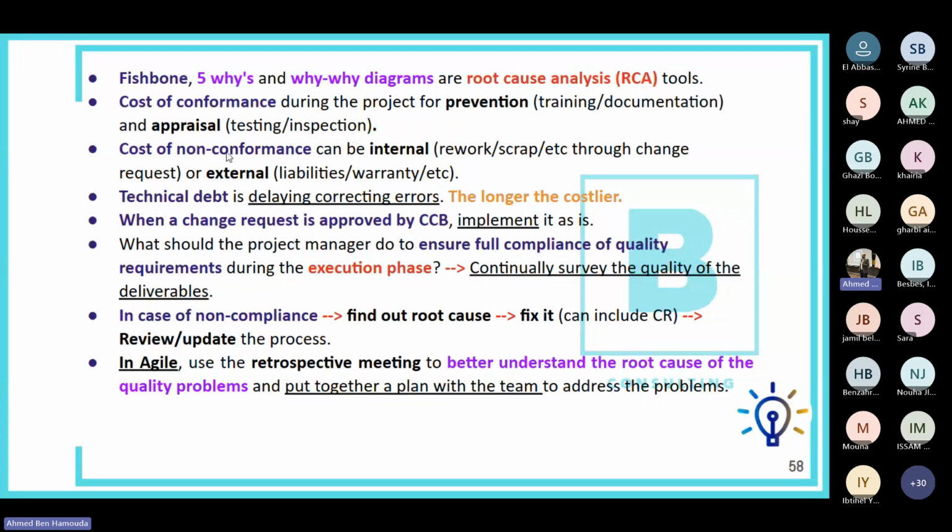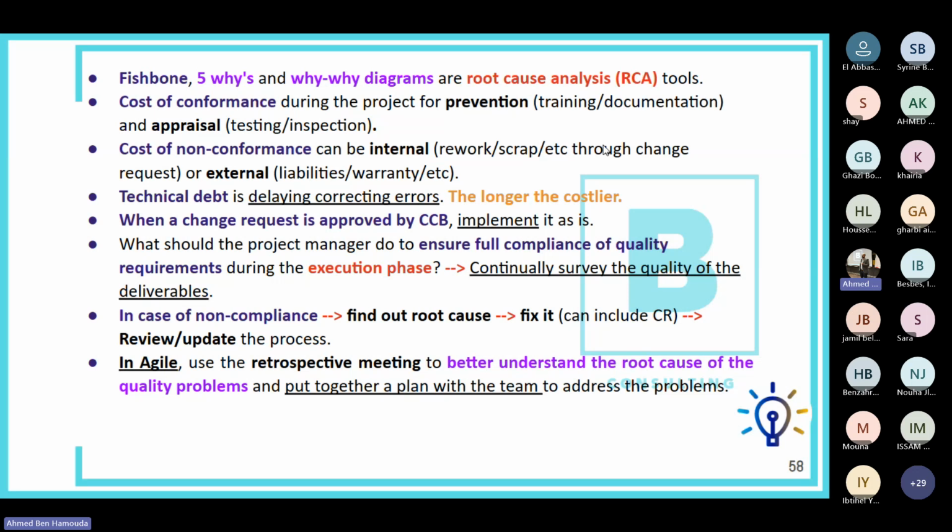Okay. However, if we were not conformant to the requested quality, that also will come with a cost, which is called cost of non-conformance. And this cost of non-conformance can be an internal cost because of the rework we will do or the scrapping, etc.